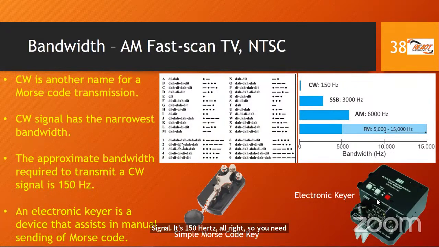Also, we need to know what an electronic keyer is. So this is what the electronic keyer might look like. An electronic keyer is a device that assists in manual sending of Morse code. So we use our fingers, index finger and thumb, and we press on these paddles here manually, and that's how we send Morse code, right? Right? So we need to learn these for the exam.